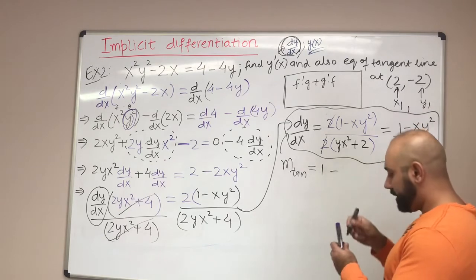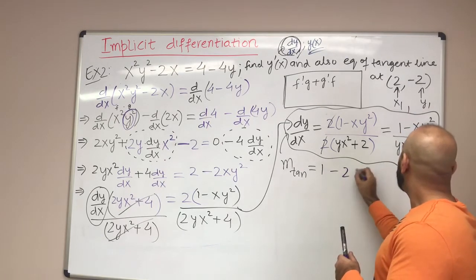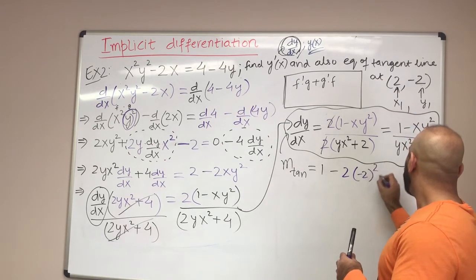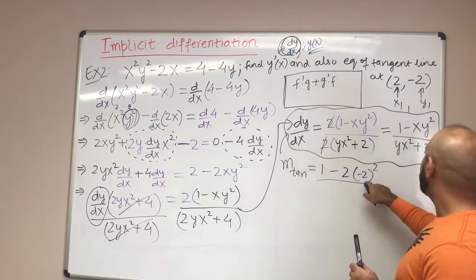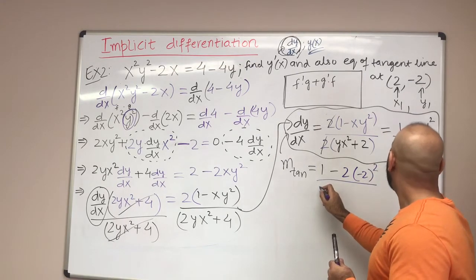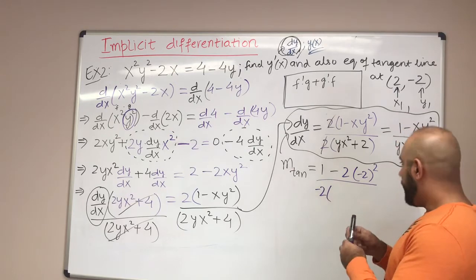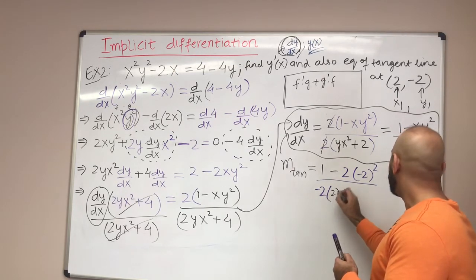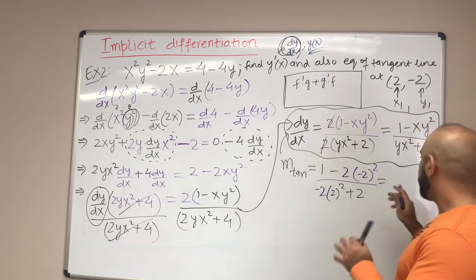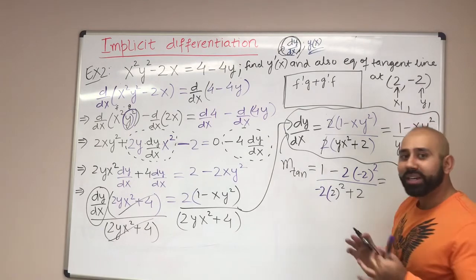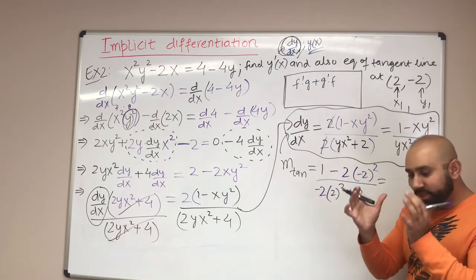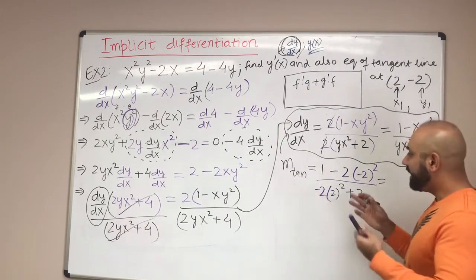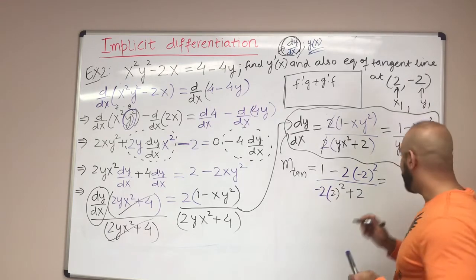So it's 1 minus 2 times negative 2 whole squared. I'm just replacing x with 2 and y with negative 2, and then here I have y is negative 2 times x squared, which is positive 2 squared, plus 2. We should carefully evaluate this, guys. If you are using a calculator, please make sure you put the negative terms in parentheses, though for something as simple as this, we don't really need to use a calculator.